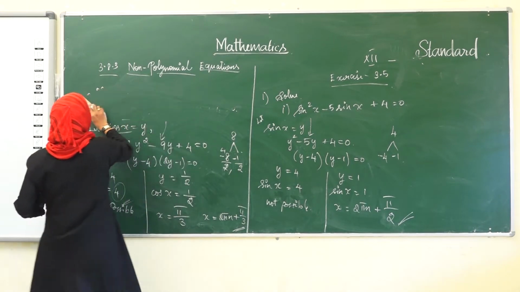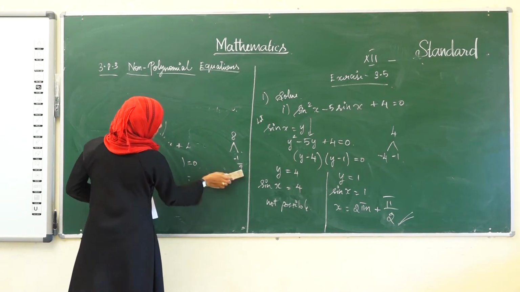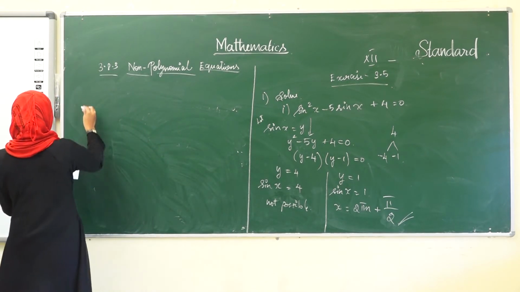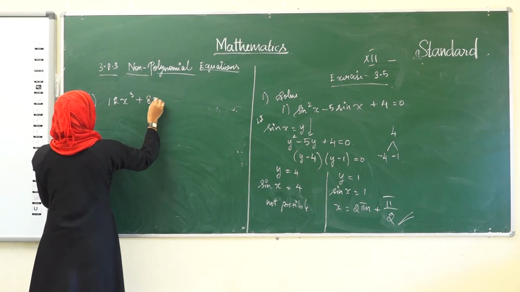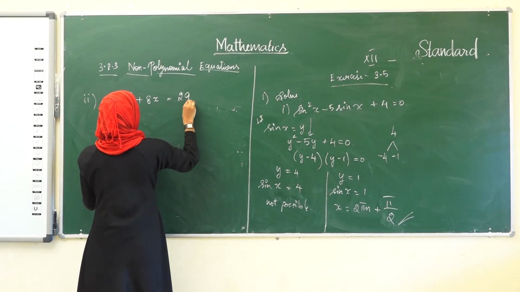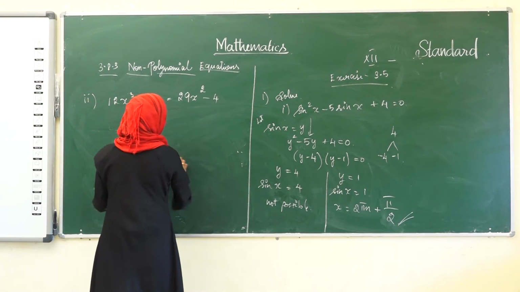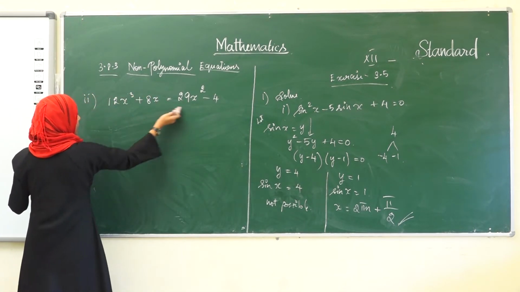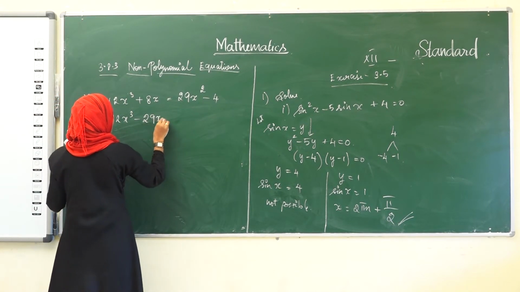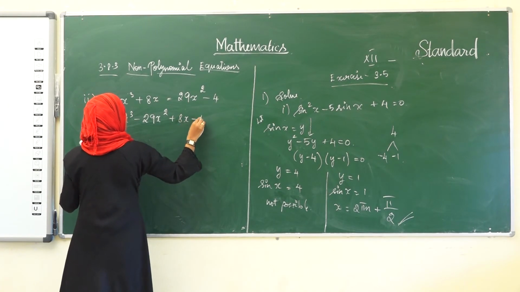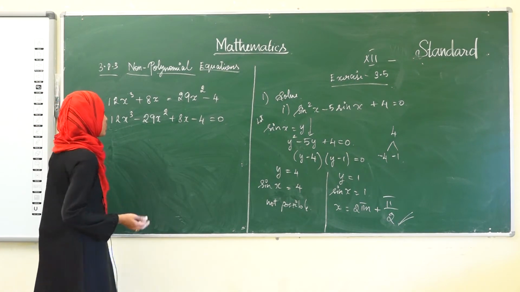Okay, now let us move on to the second subdivision. What is given in the second subdivision? 12 x cube plus 8x is equal to 29x square minus 4. Now we can take these two terms to this side: 12 x cube minus 29x square plus 8x minus 4 equal to 0. This is a cubic equation, therefore there will be 3 roots. We have to find the 3 roots.